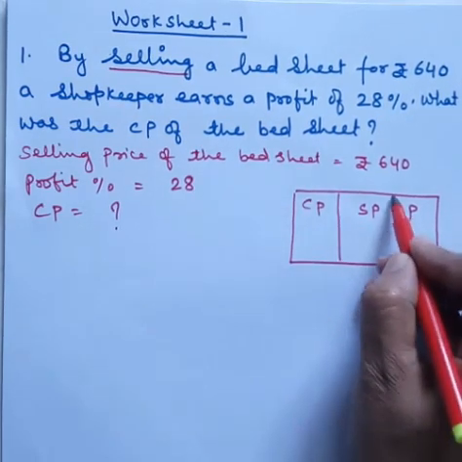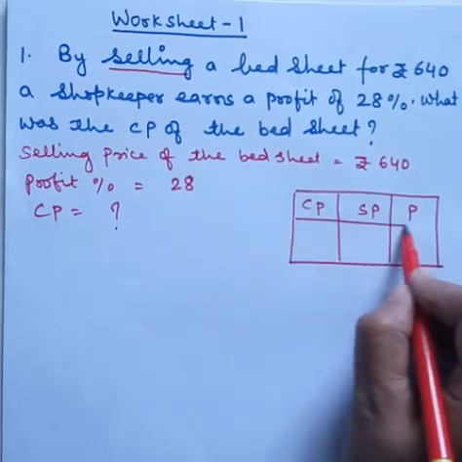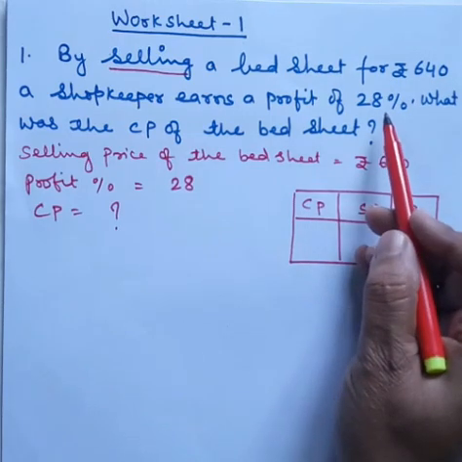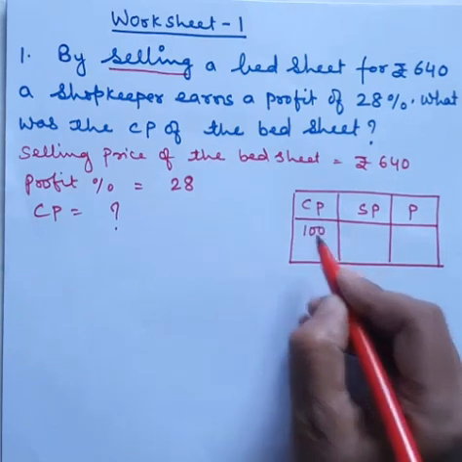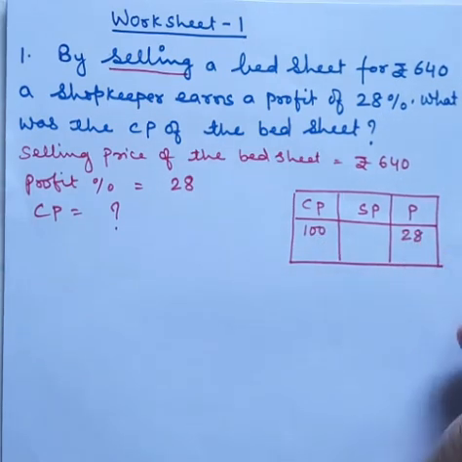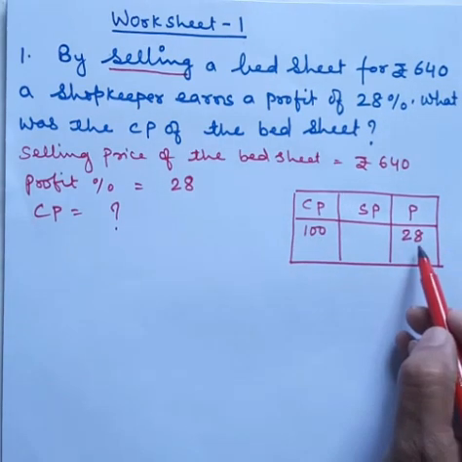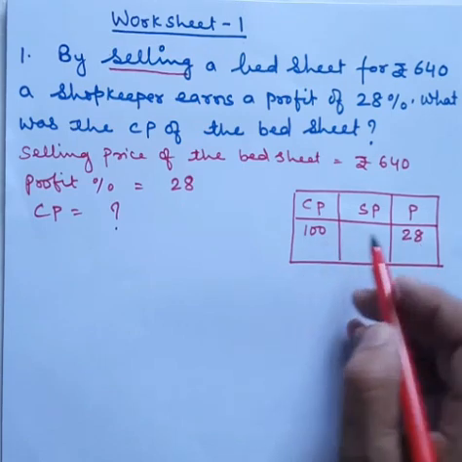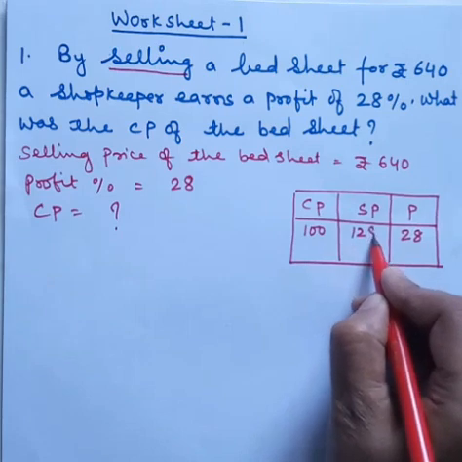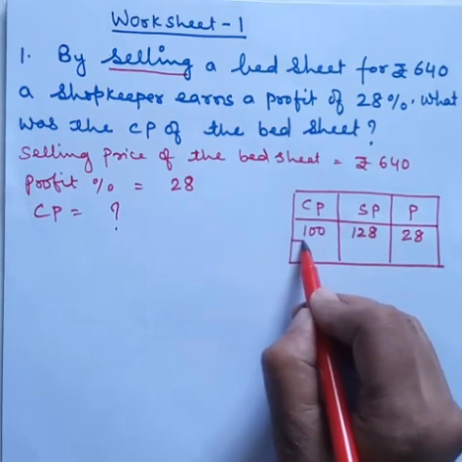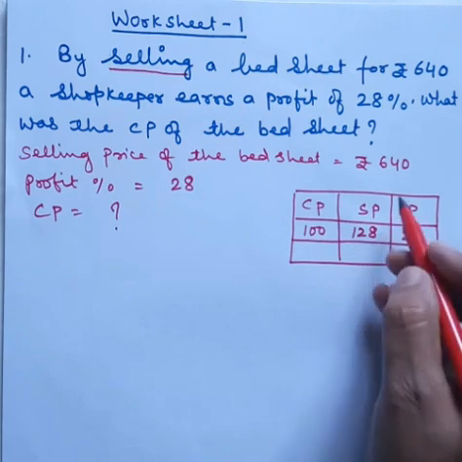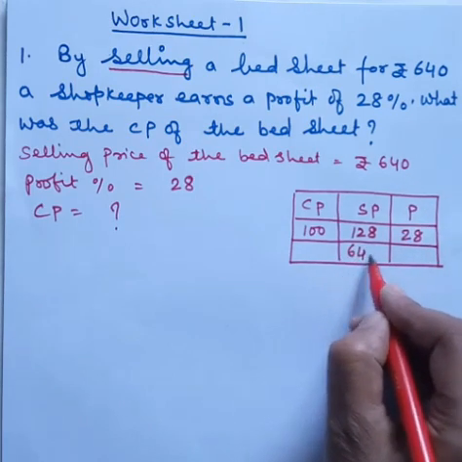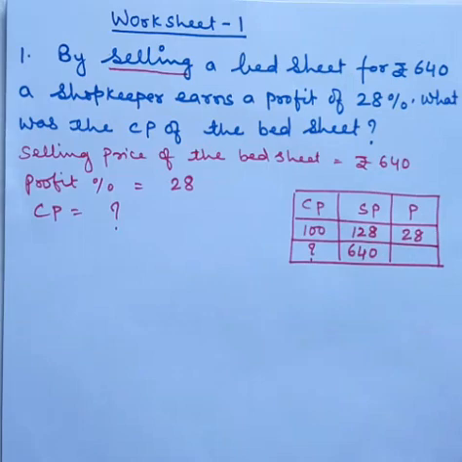See, profit percent, 28% profit. That means when the CP was rupees 100, the profit was 28. And if you are having profit, that means your selling price is more. So your selling price is 128 rupees. Now when your selling price is rupees 640, what will be your CP?